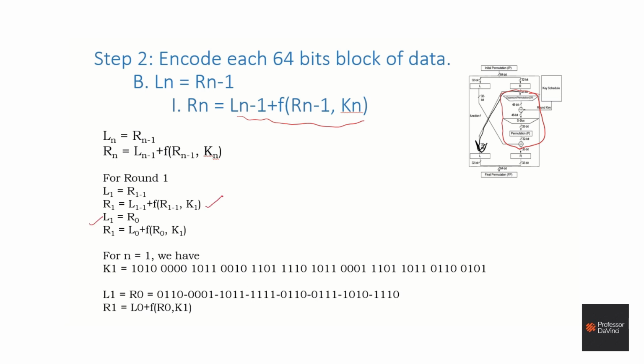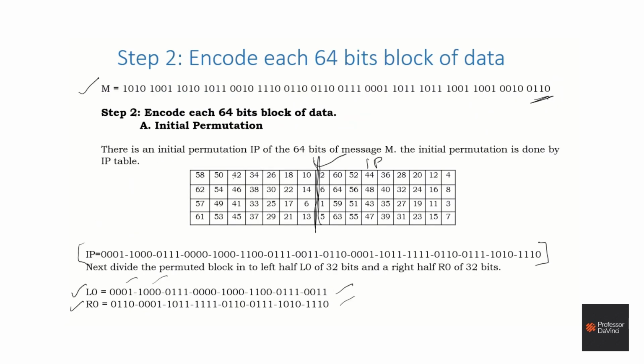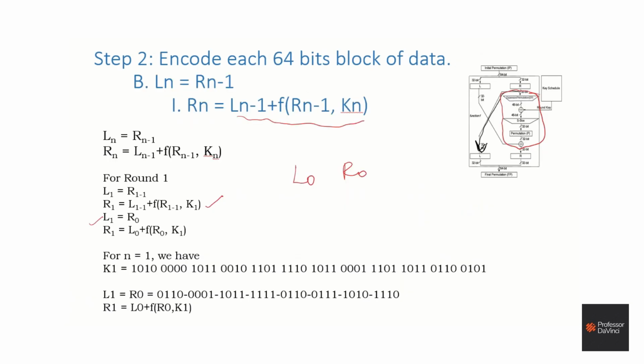So L1 equals R0. Already we have L0 and R0 from the previous operation, which is the result of the first permutation. So we got L1, and L1 is the same as R0. Now we need to find R1. So R1 is a function of R0 comma K1, XOR with L0.